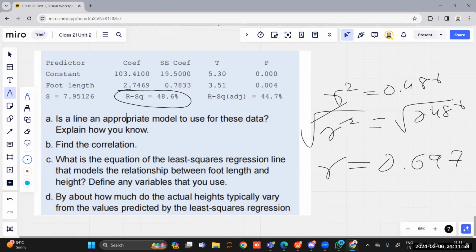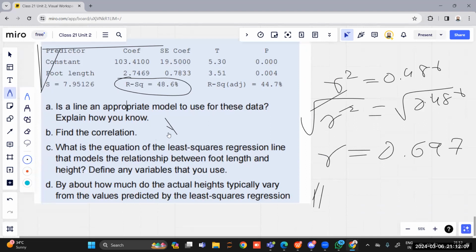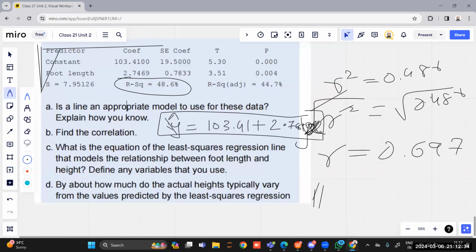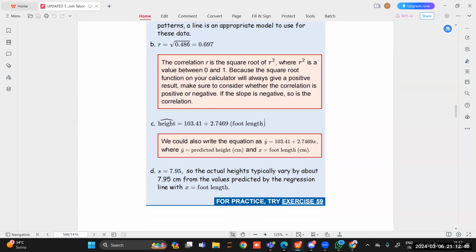Generally, what we have to predict is y hat. y hat equals 103.41 plus 2.7469 times x, the foot length. x is the variable for foot length. That's correct, Zaid.